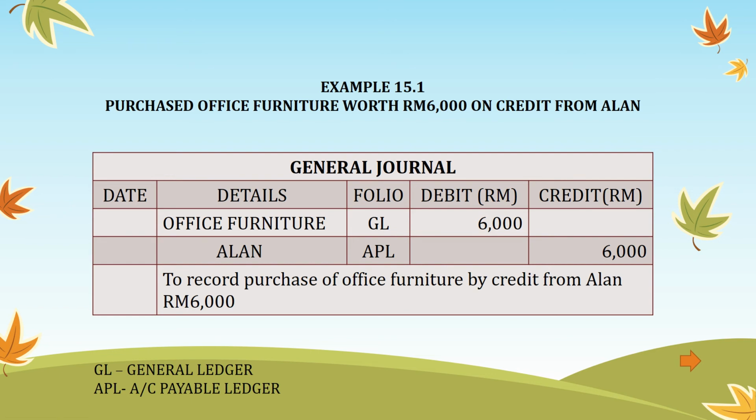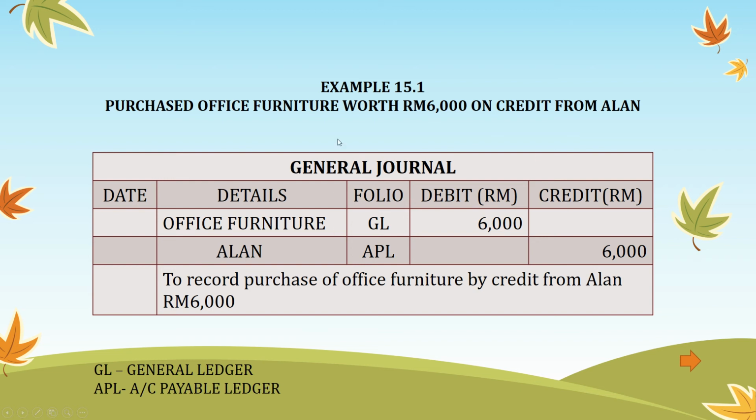Folio is the cross-referencing code, and the purpose of the folio is to be able to trace transactions easily to different records. For example, GL stands for General Ledger. APL stands for Account Payable Ledger. And then after folio, we have debit, and after debit is credit.